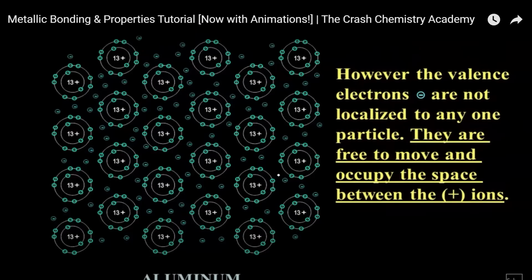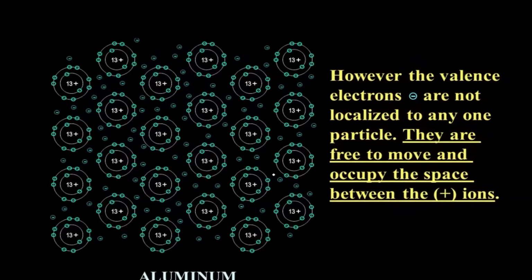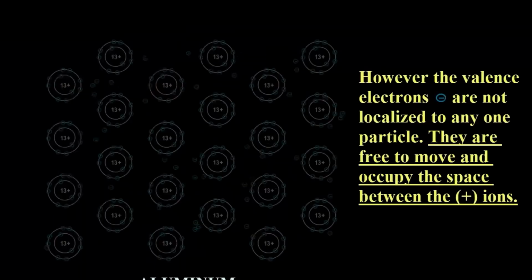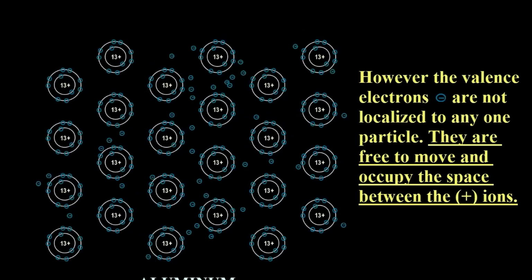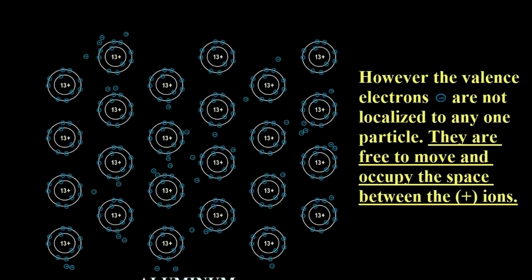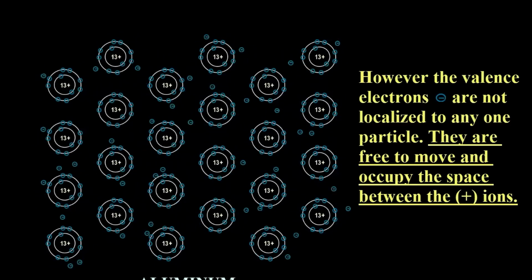They are free to move from one atom to another, from the space here to the space there. They can do whatever they want to. They can just move around in the space between the positive ions. As you can see in this simulation, the electrons move very quickly, and what you are seeing would actually be considered extreme slow motion.